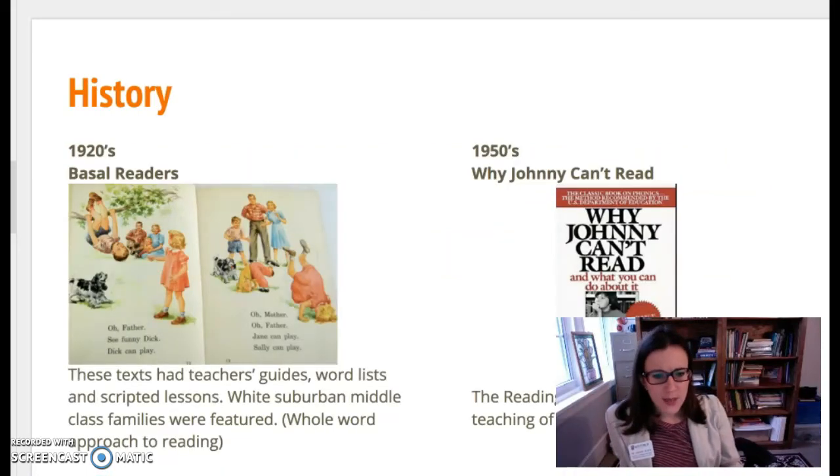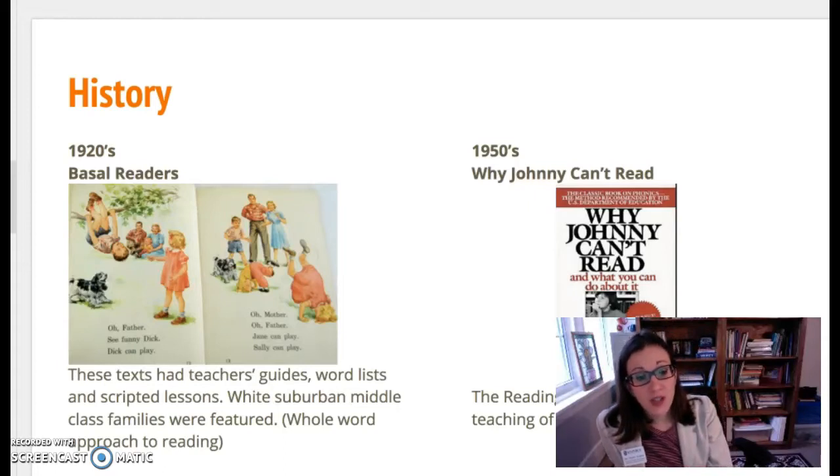About the 1920s, you'll see the rise of the Dick and Jane texts and basal readers. With the basal readers, teachers had access to guides and word lists. This was about the time that Edward Fry conducted his research in vocabulary. So the words that were included in these short stories would be put together in a list for teachers to pre-teach and focus on throughout the lesson. The characters featured in these basal readers were predominantly white, suburban, middle-class families.